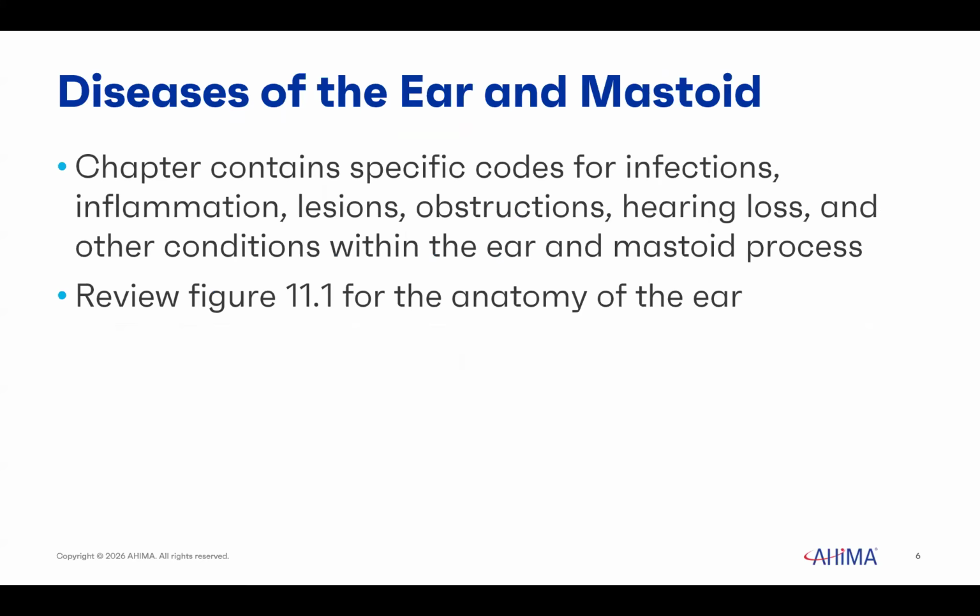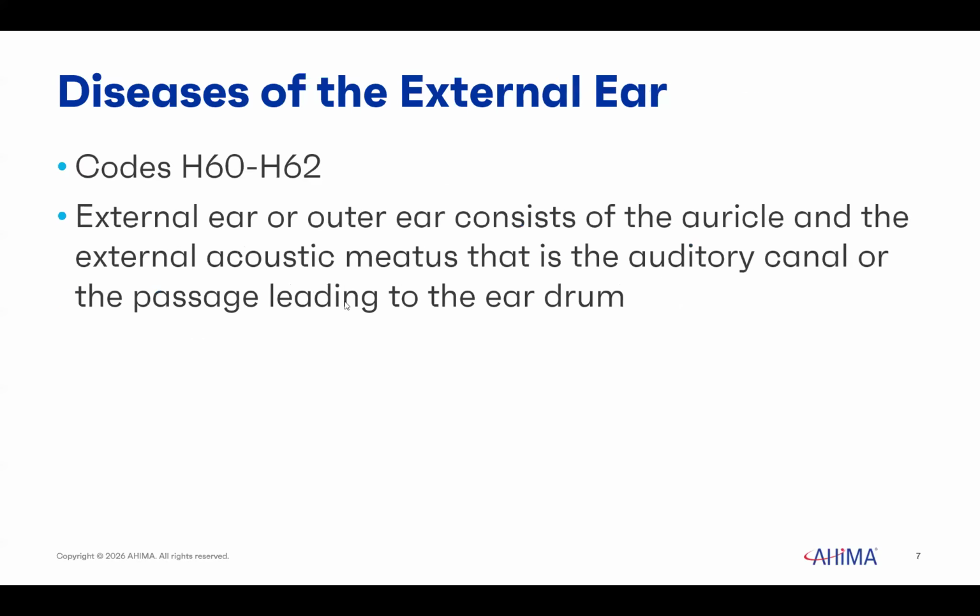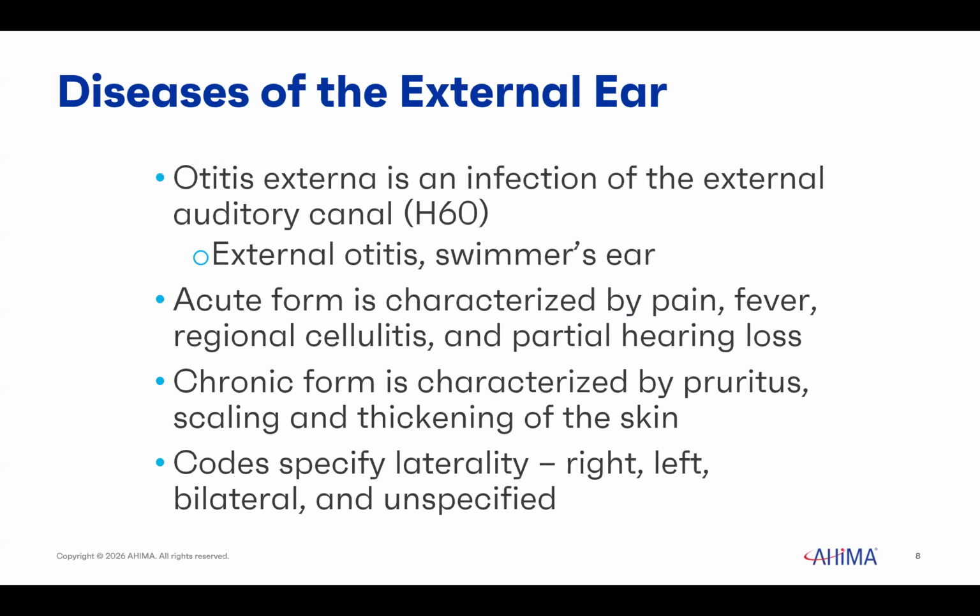As you'd expect, this chapter contains specific codes for infections, inflammation, lesions, obstructions, hearing loss, and other conditions associated with the ear. Conditions of the external ear fall into code categories H60 through H62. These include things from the auricle, the external acoustic meatus, which is the auditory canal or passage that leads to the eardrum. Otitis externa is an infection of the external auditory canal. We refer to it as swimmer's ear.